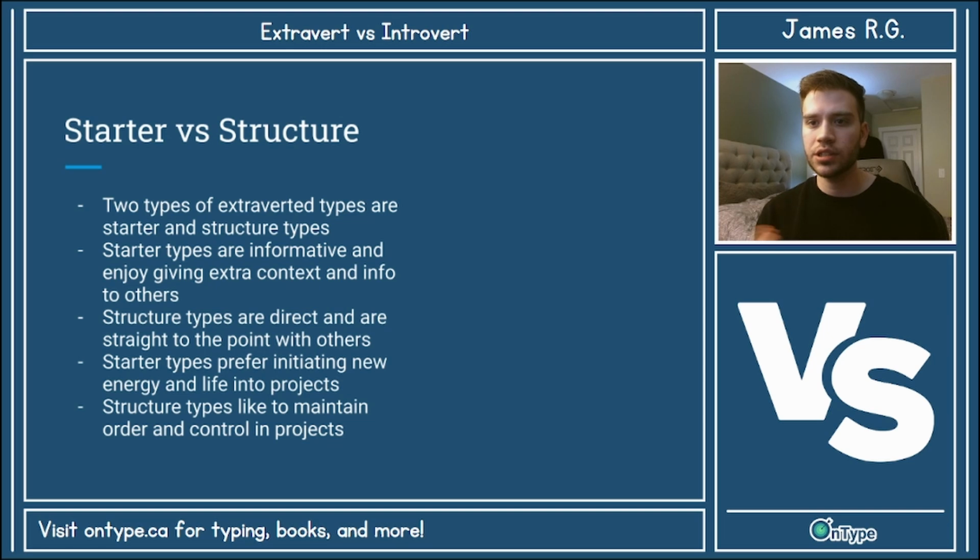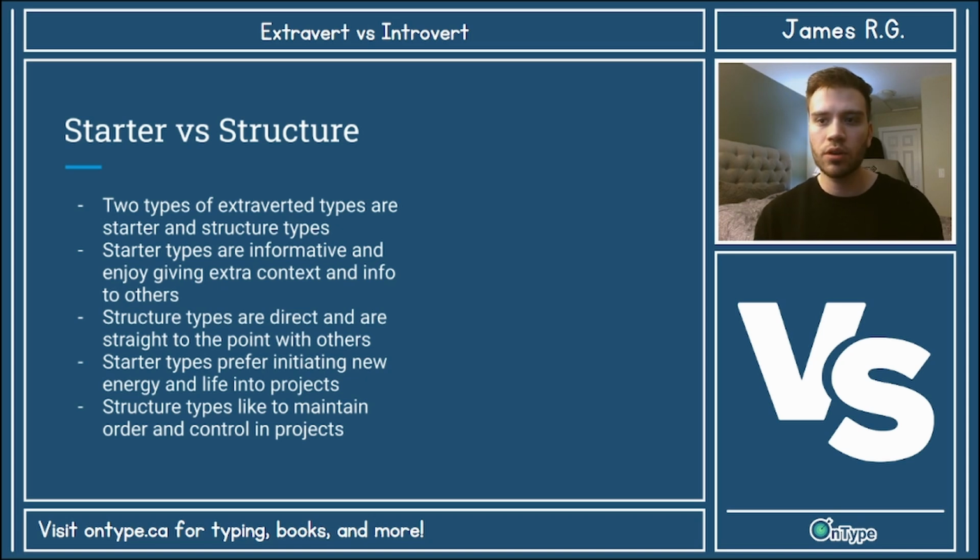Whereas starter types prefer initiating new energy and life into projects, structure types like to oversee them. Starter types may enjoy bringing new people into a project, bringing new life in, getting people together, coordinating different people and starting things. They may go tell another person a bunch of new information, and they use this initiating plus informative disposition to really inform a lot of people, to connect people's ideas, let everyone know, oh, this person feels this way, and they can communicate that way in a very good way.